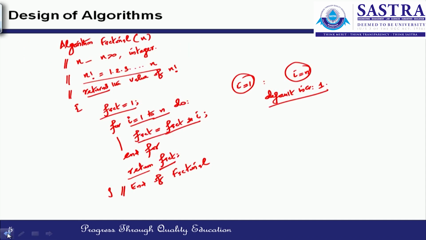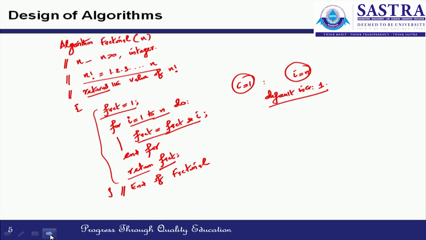We need to trace these statements. These are the well defined instructions. Fact is equal to 1. For I is equal to 1 to n do. Fact is equal to fact star I. Finally, return a value of fact.